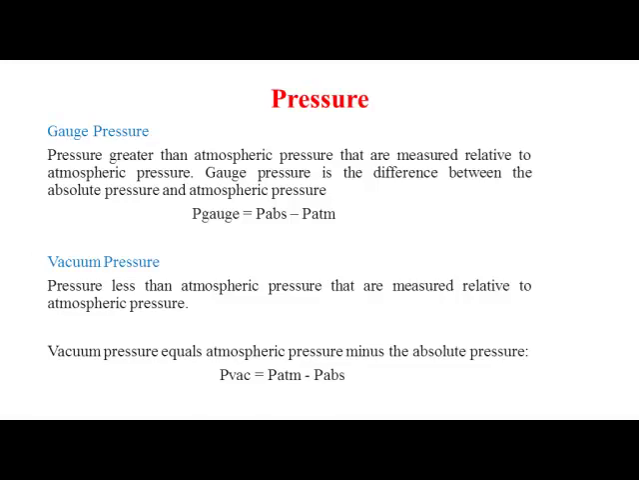Now what is gauge pressure? Pressure greater than atmospheric pressure that is measured relative to atmospheric pressure. Gauge pressure is the difference between the absolute pressure and atmospheric pressure, and you can calculate the gauge pressure by the given formula. Now what is vacuum pressure? Pressure less than atmospheric pressure that is measured relative to atmospheric pressure, and vacuum pressure equals atmospheric pressure minus the absolute pressure. You can see the formula.